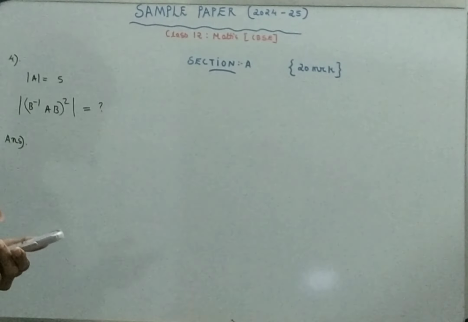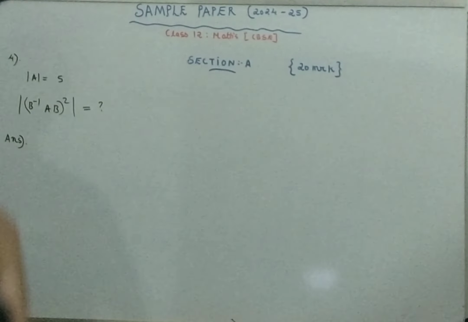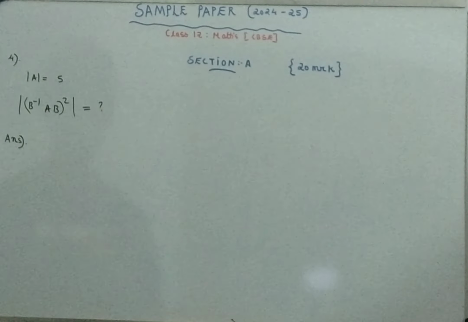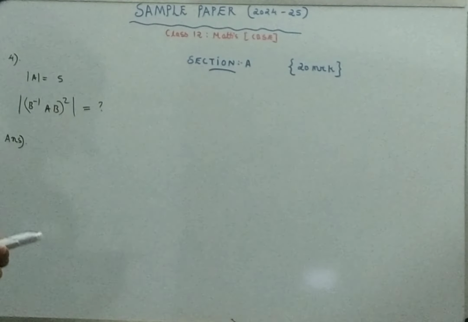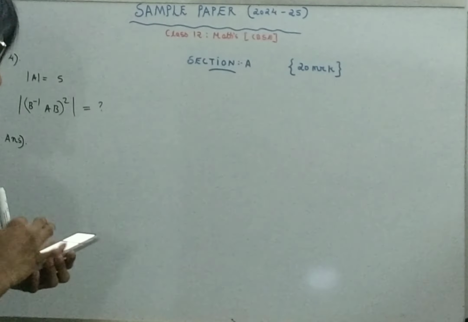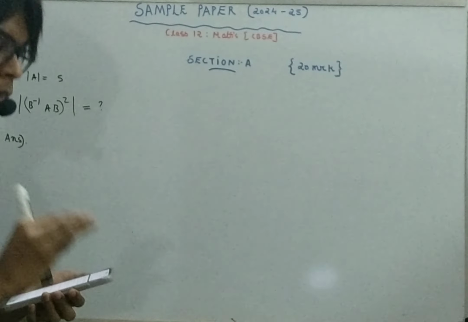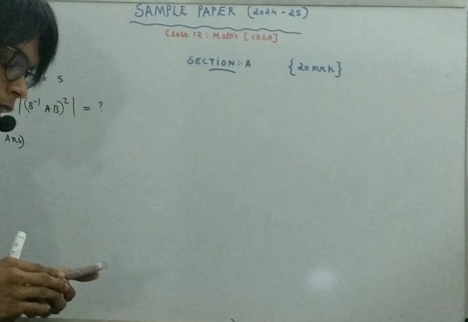The fourth question is, if A and B are non-singular matrices of the same order with determinant A equal to 5, then find the value of determinant of B inverse ABB whole square. So this is also a very simple question. It is already given that A and B are non-singular, and we know that the inverse of a matrix exists only if the matrices are non-singular. Non-singular means determinant of A is not equal to 0.